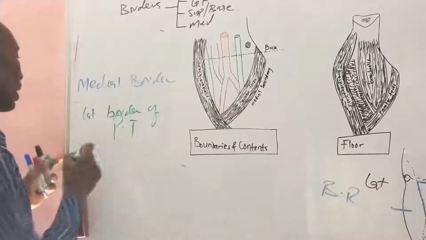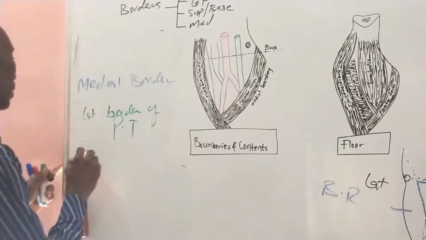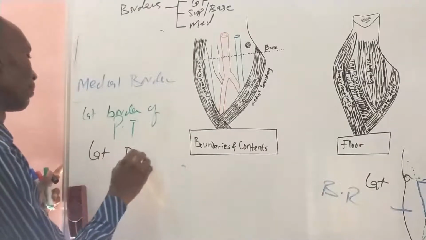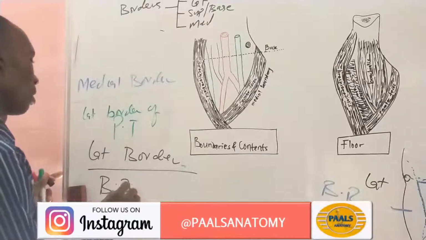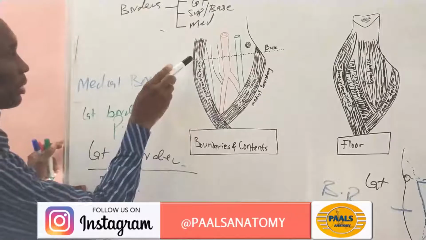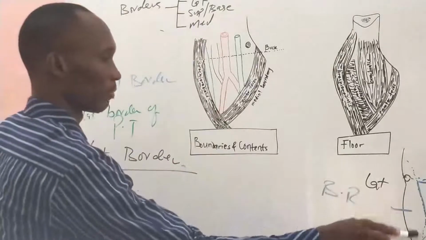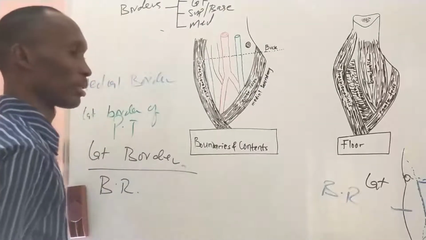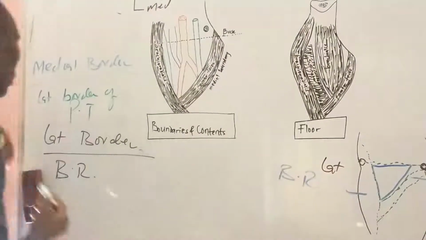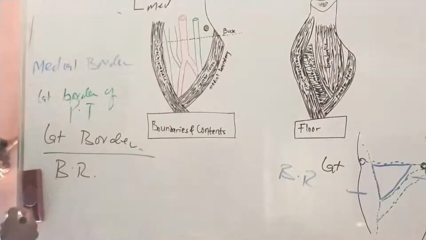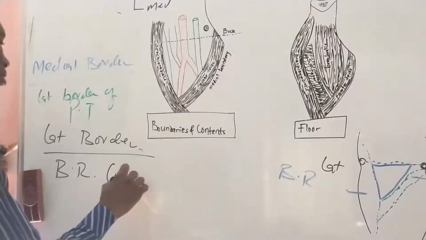Now the lateral border is formed by the brachioradialis. That's brachioradialis running down. The part of brachioradialis forming this relation is the medial border of brachioradialis. So the lateral border of the cubital fossa is formed by the medial border of brachioradialis.